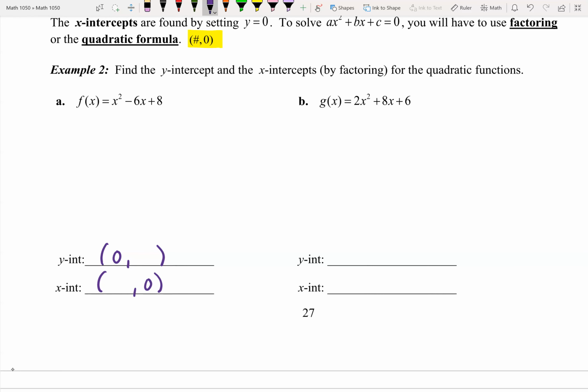Because look what you do. If x is a 0, this goes away and this goes away. And what do you have left? An 8. Like literally you don't even have to write anything down at all. Okay? So what about when y is a 0?